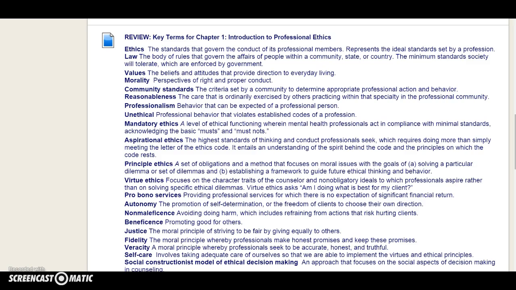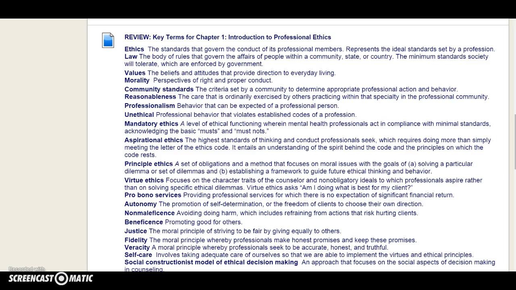All right, so when we talk about ethics and we talk about laws and governing how helpers interact with our clients, it's important to distinguish between ethics and laws. So I think that we'll start off with covering the ethics. Ethics is, as you can see the definition here, the standards that govern the conduct of its professional members.